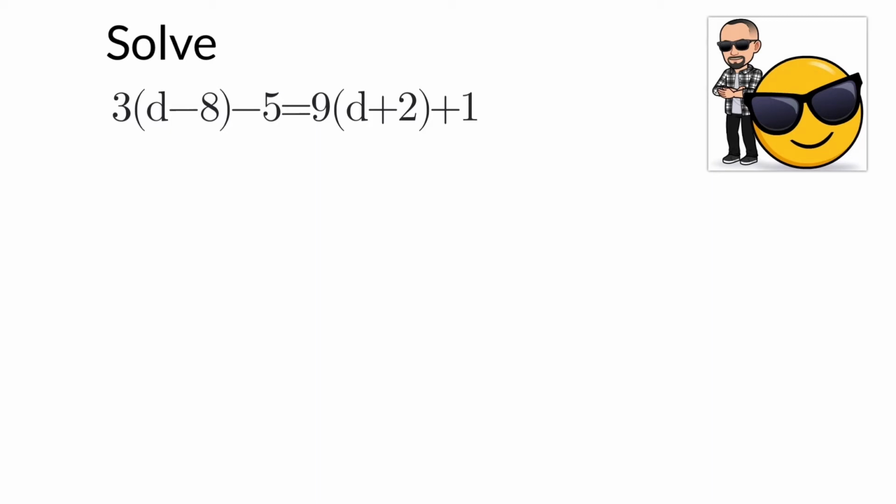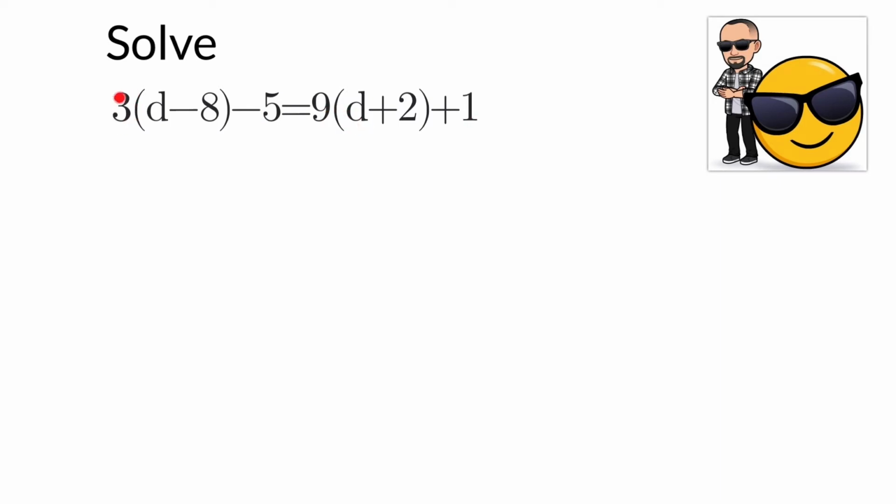What I mean to simplify each side of the equation is you want to distribute if you can, you want to combine like terms if you can, and if you have variables on both sides, you want to get the same variable on the same side. So looking at this equation, we have 3 times the quantity of d minus 8, minus 5, equals 9 times the quantity of d plus 2, plus 1.